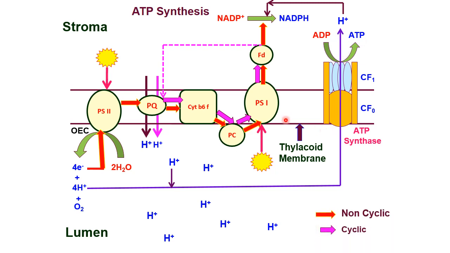So this is the non-cyclic reaction. Under the non-cyclic reaction, ATP and NADPH both are produced. Under the cyclic reaction, only ATP is produced. This is with regard to ATP synthesis, and the enzyme involved is ATP synthase.